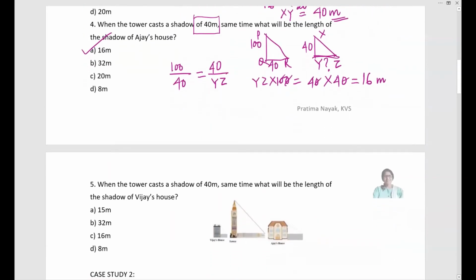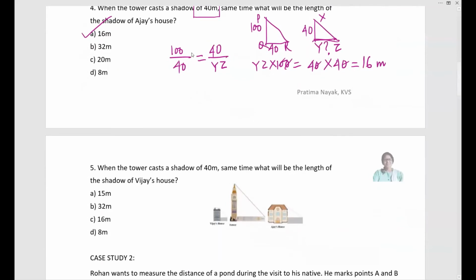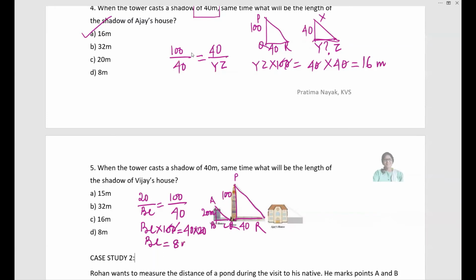When the tower casts a shadow of 40 meter, same time, what will be the length of shadow of Vijay's house? Now, height of the tower was 100 and shadow was 40 for your tower. Question is about Vijay's house, which was 20 meter, if you remember. What will be the shadow of Vijay's house, BC? So same concept I'll apply. I'll write 20 by BC is equal to 100 upon 40. So cross multiply. It will be BC multiplies 100 is equal to 40 into 20. I'll cancel 2 zeros. BC is equal to 8 meter. B is the answer.